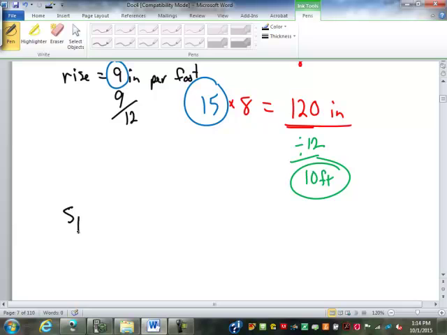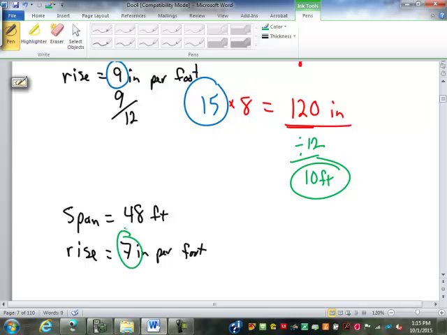So let's look at one that has a span of 48 feet. And let's say it rises 5 inches per foot. No, let's not do that. Let's do it rises 7 inches per foot. So if I look on the square, what number am I going to look under? 7. And under the 7, that top number is 13.89. Did you find it?